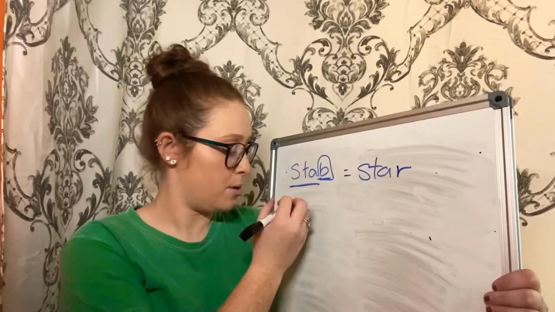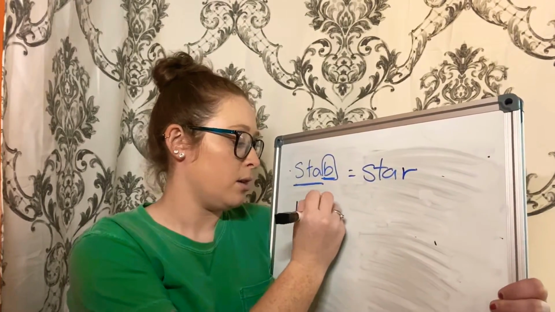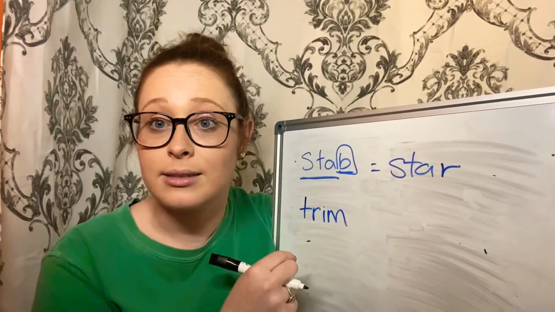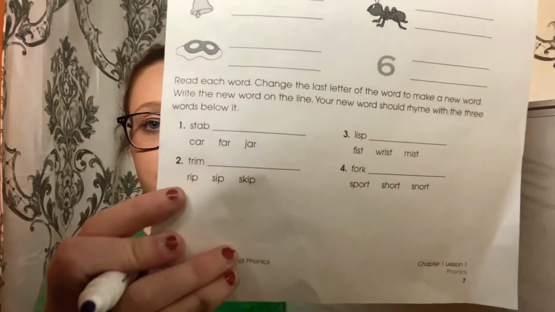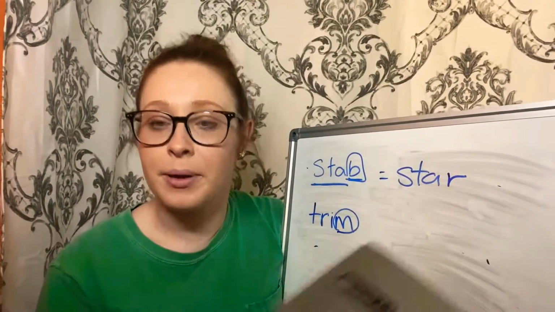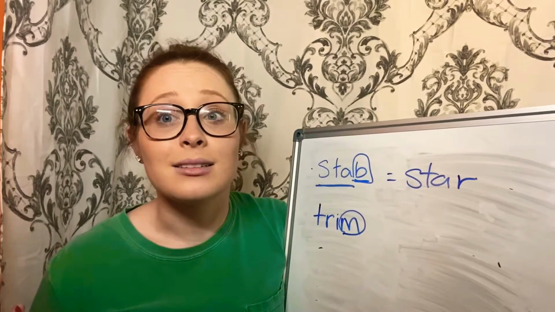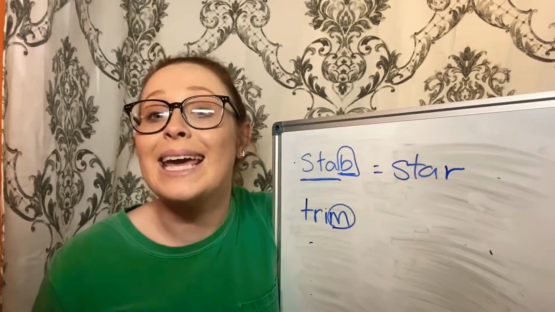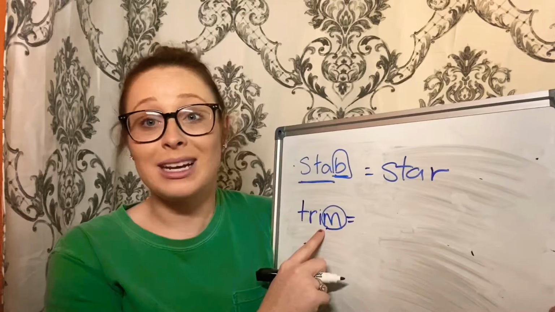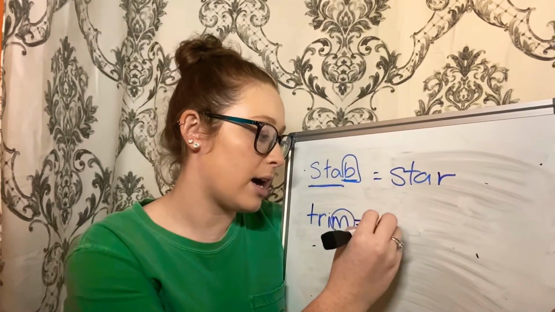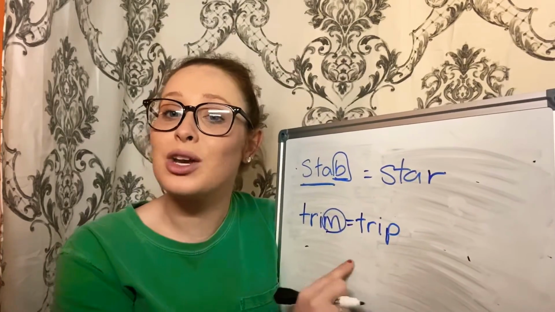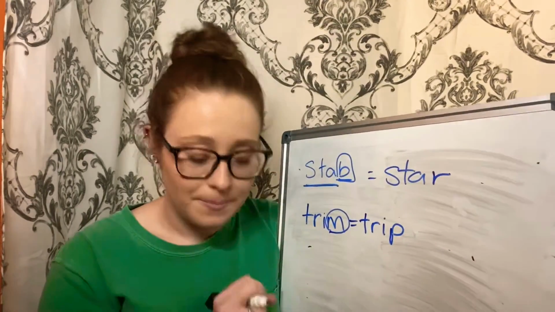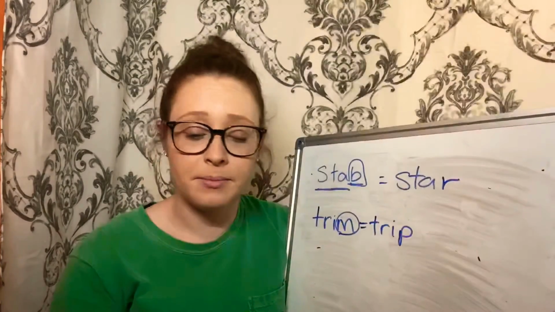Look at number 2. It says trim. What is my ending consonant? M right here. I'm going to circle it. So now look at the words down underneath. It says rip, sip, and skip. Okay, so what do those all end in? They all end in P's. So that means that I'm going to leave my T-R-I. T-R-I. What am I going to replace it with? A P. So what is my new word? Trip. Make sure you write that on that line.